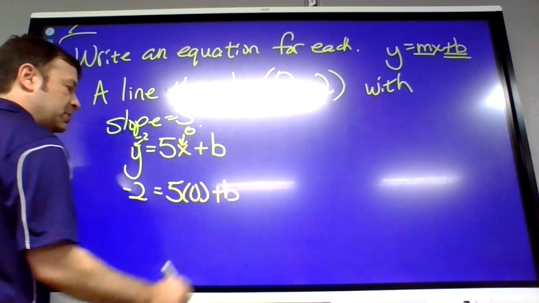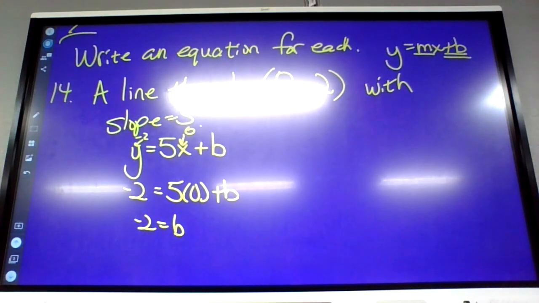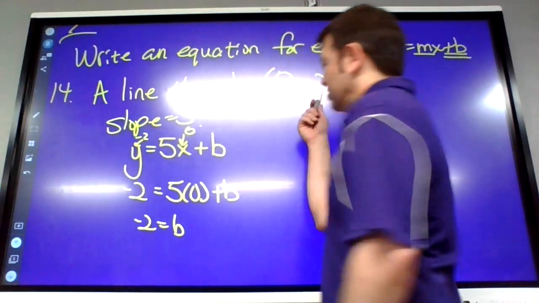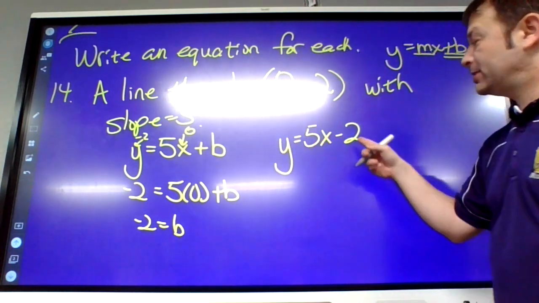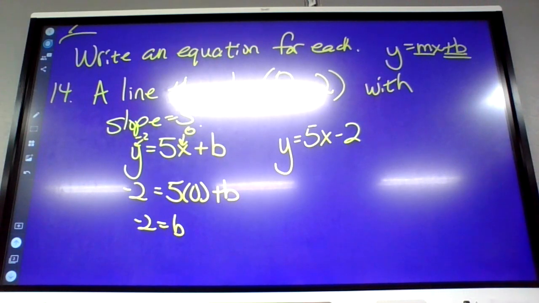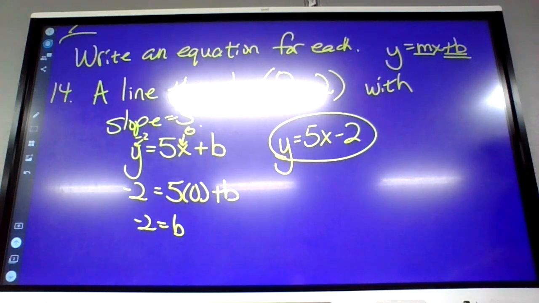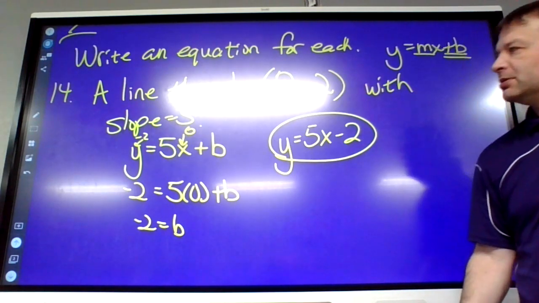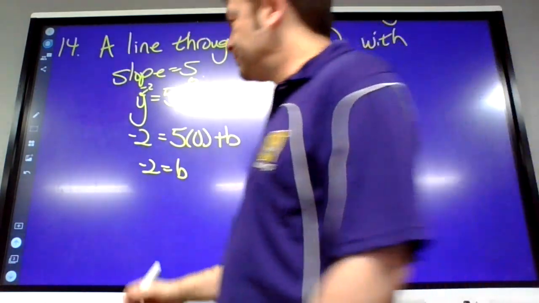So 5 times 0 is 0, so b is negative 2. So 0, negative 2 actually is the y-intercept. So anyway, negative 2 goes where the b was. You don't really have to work that one out if you remember 0, whatever, is the y-intercept. But you do have to work some of these other ones out.